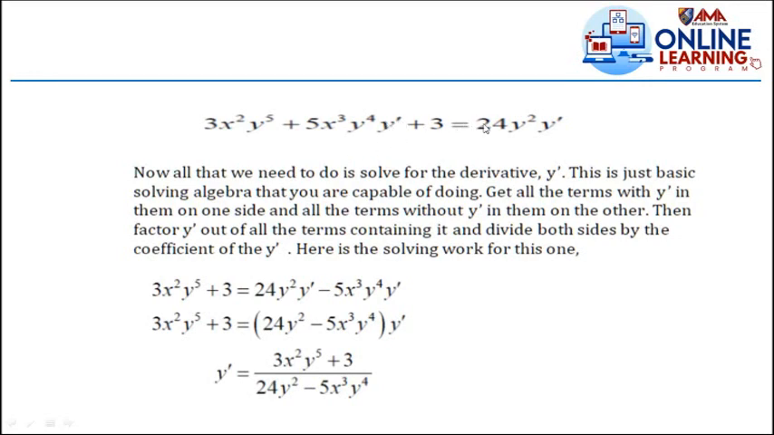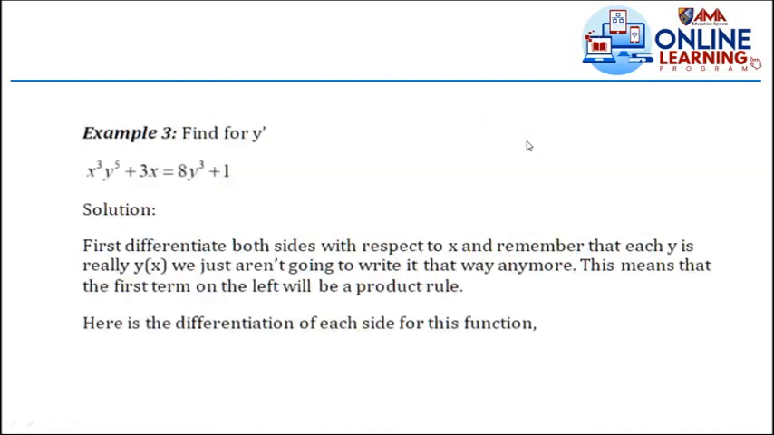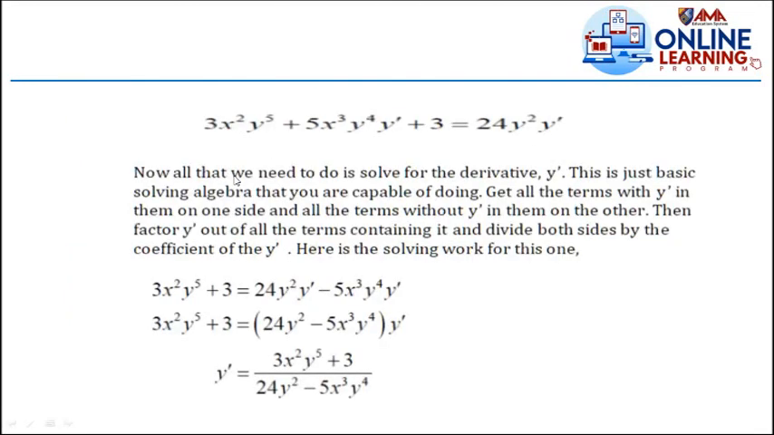Derivative dito, plus 3 is equal to 24 y squared y prime. So ito, 3 by 8 is 24, y squared, y prime. Or that's your dy all over dx. Now, all that we need to do is to solve for the derivative y prime. This is just basic solving algebra that you are capable of doing. Get all the terms with y prime in them on one side, all the terms without y prime on the other. Then factor y prime out of the terms containing it, and then divide both sides by the coefficient of the y prime.